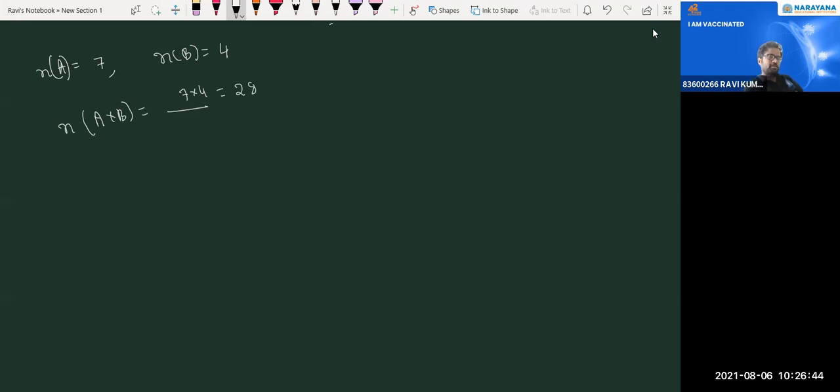So finally we have one conclusion. You can write this result in the notes: if set A has m elements and set B has n elements, then the number of elements in A cross B is m into n. Write this result along.